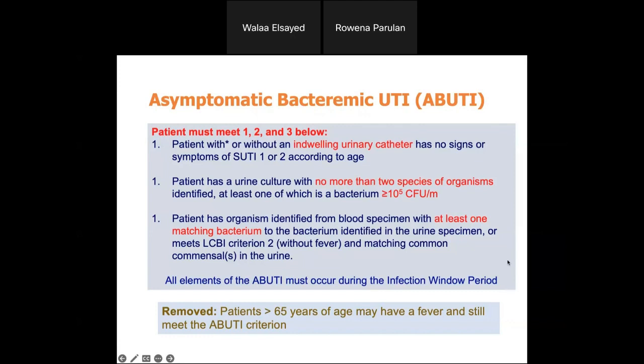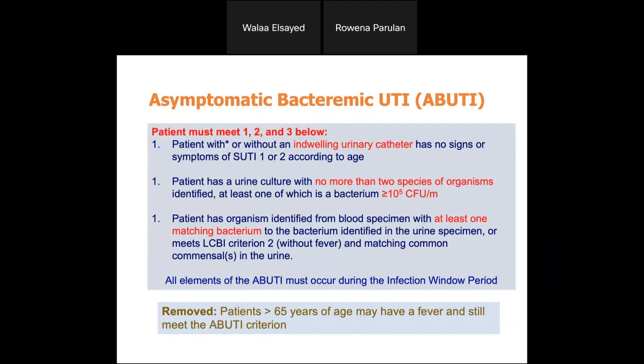All right, so you will categorize the infection as ABUTI when the patient has a catheter on the date of event, or it was removed on the date of event or the day before, any age. Number second, there was a positive urine culture with no more than 2 species, and at least one of them is more than 10 raised to power 5. And number third is the positive blood culture with at least one matching organism, one matching bacterium, which was isolated from the urine. If these three categories are met and the patient is without any symptom, it is termed ABUTI, asymptomatic bacteremic urinary tract infection.